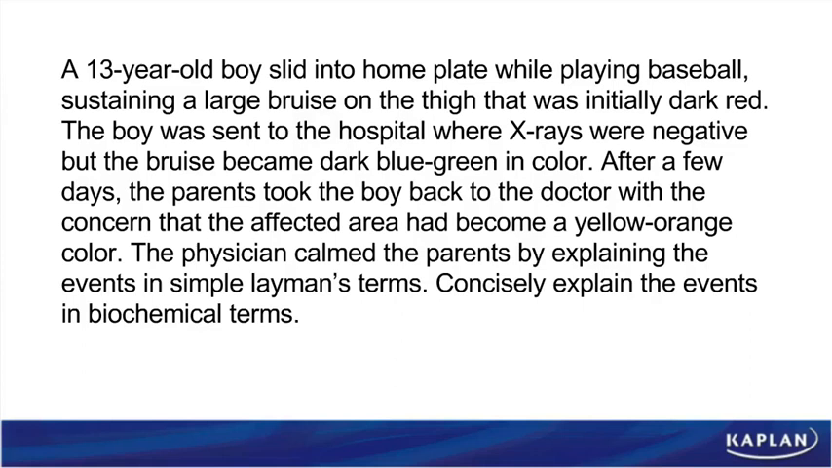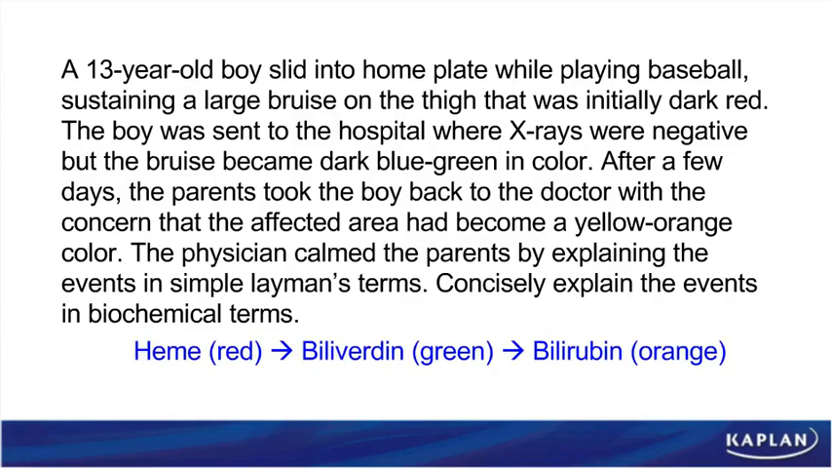Concisely explain the events in biochemical terms. In a bruise, red blood cells are being turned over. The heme portion of hemoglobin is a red-purple pigment. The heme undergoes conversion to biliverdin, which is a green pigment. Biliverdin gets further oxidized to bilirubin, which is an orange-yellow pigment, causing the color changes in a bruise.